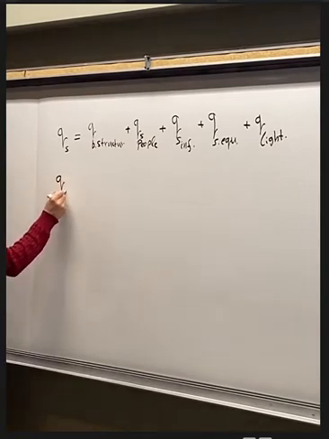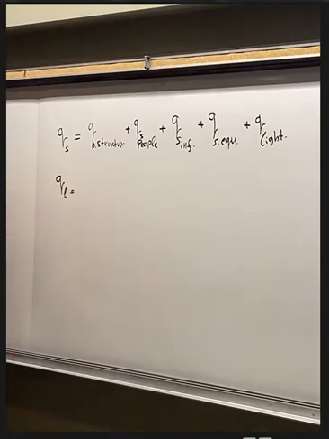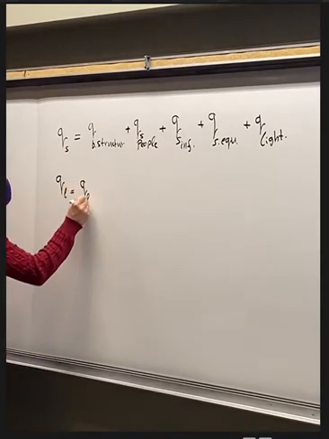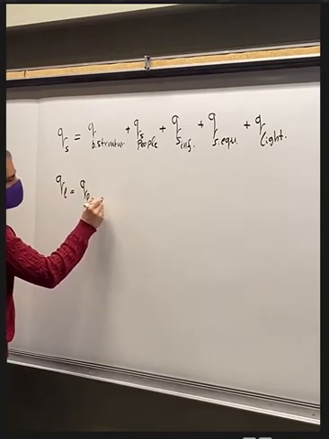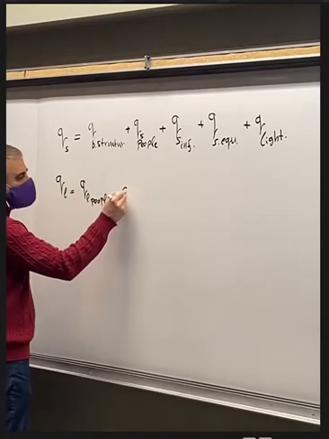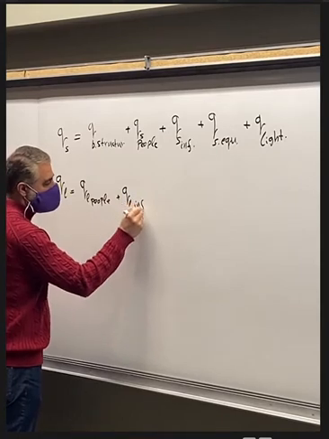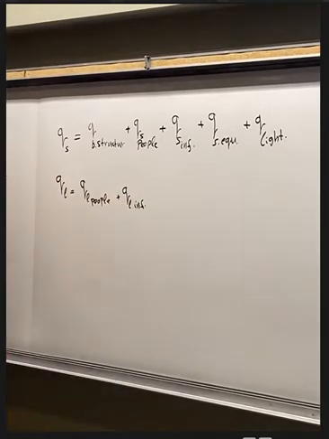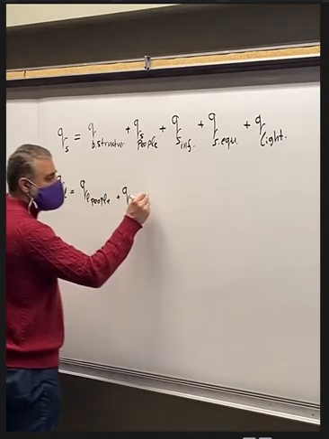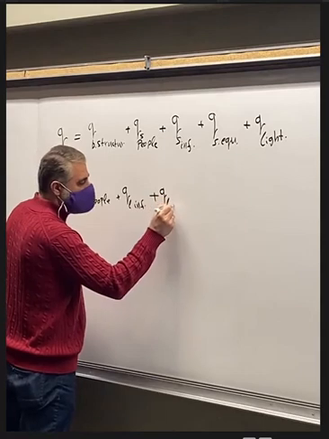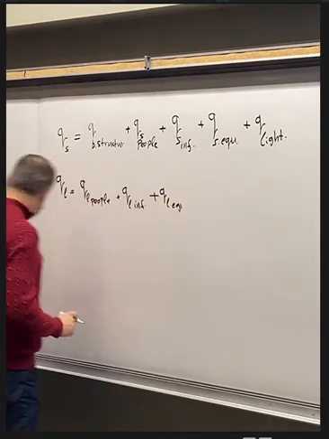QL. So we mainly have QL from two components, from people and from infiltration. So QL people plus QL infiltration. Also QL possibly from equipment, yes. Also QL from equipment. We are given equipment here.